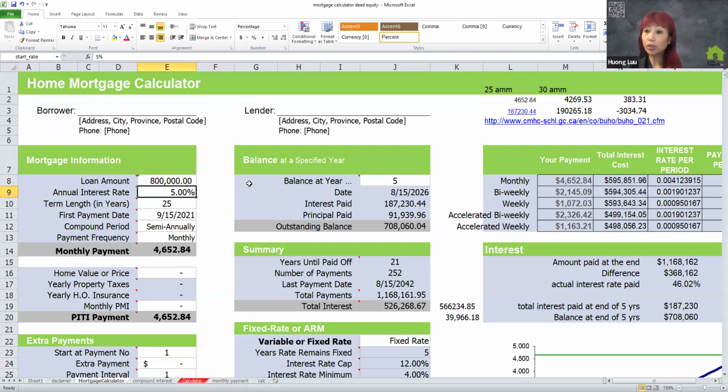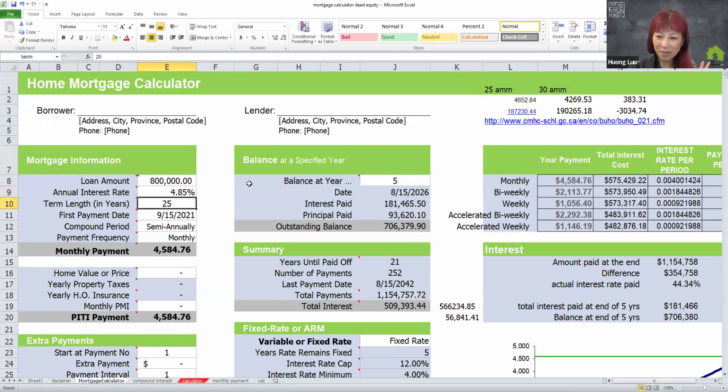So instead of 5%, I'm going to actually only be paying 4.85. Okay, so I'm saving 15 basis points on the rate. So that means instead of paying a 5% interest rate, I'm going to be paying 4.85. Let's see what that looks like.